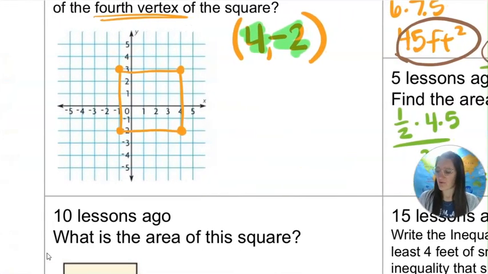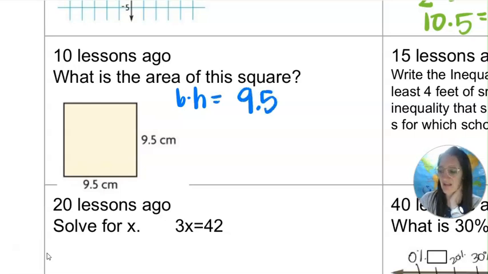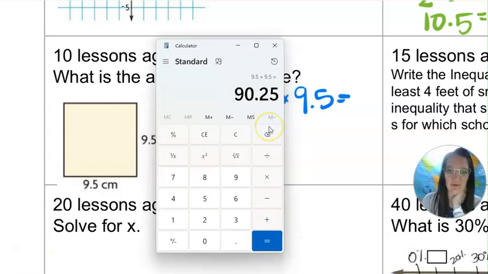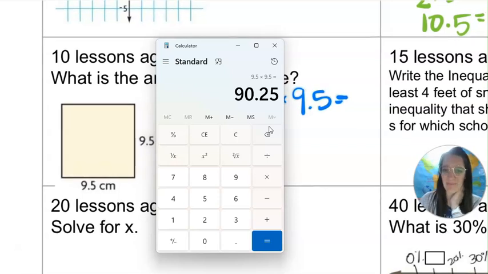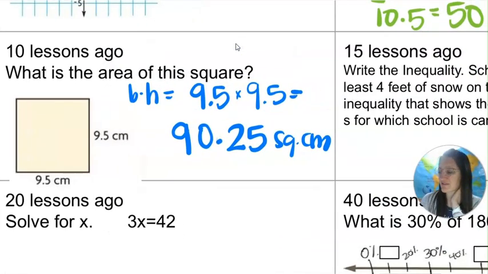Nice. What is the area of this square? Ooh, a square would be just a polygon, not a polygon, a parallelogram. So just base times height, right? 9.5 times 9.5. So grateful that we are now in the calculator portion of math, 6th grade, and forever and for always, you will now have calculators. You get 90.25 square centimeters.